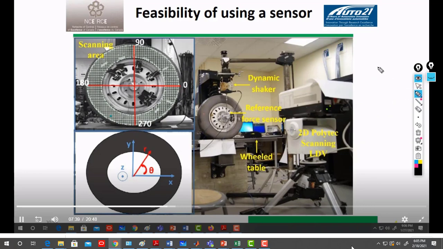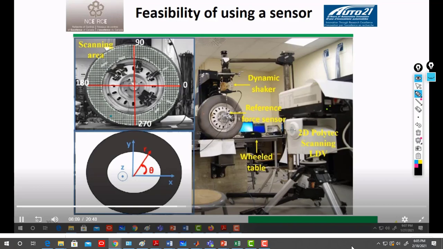So you can see here I have a quarter car suspension. I apply here, using a dynamic shaker, a force that mimics a good road profile according to the ISO standard, and using a laser vibrometer I scan the side wall, but also I scan the tread of the tire, and I look at the response.